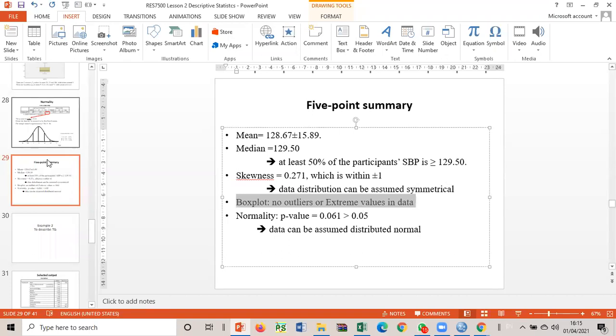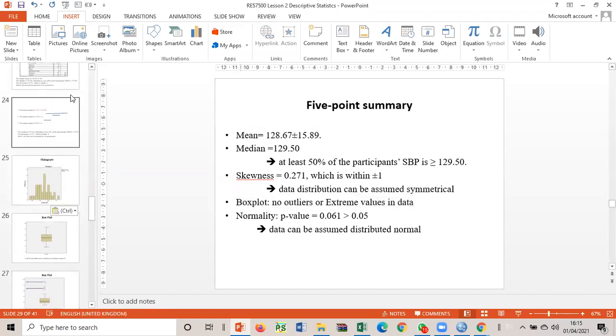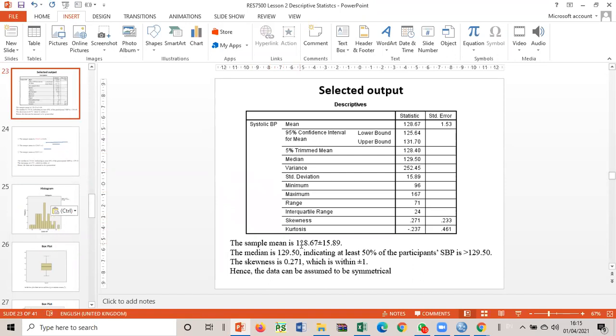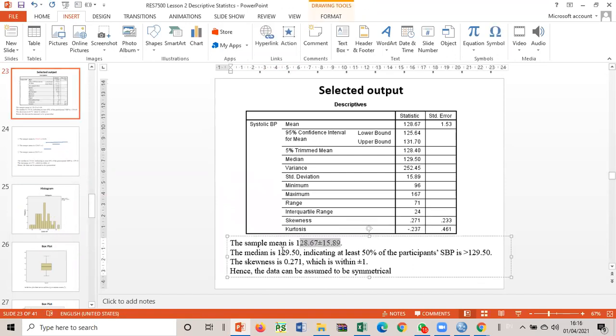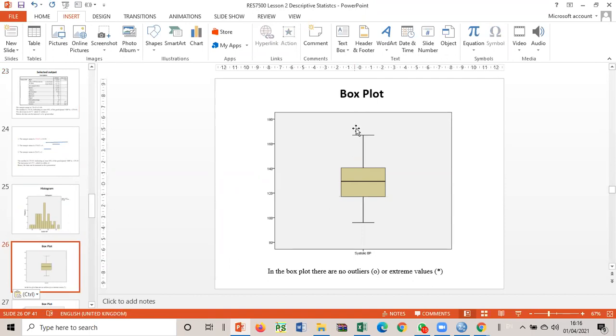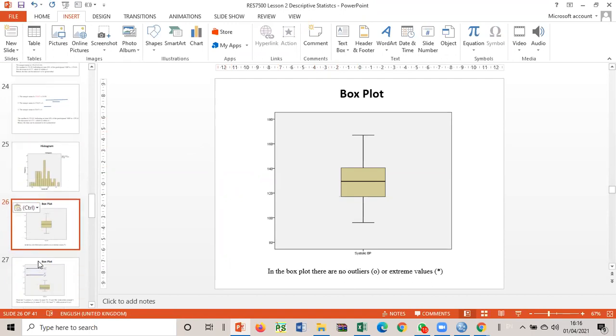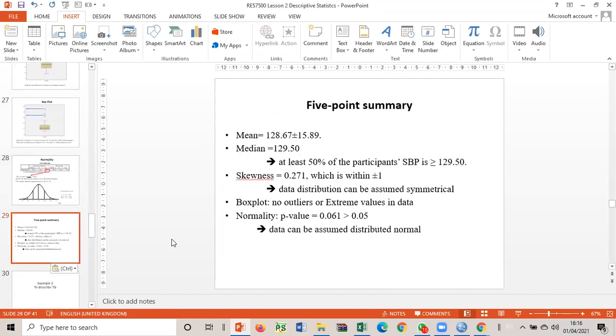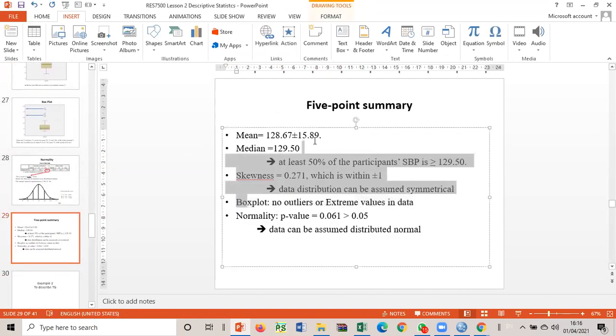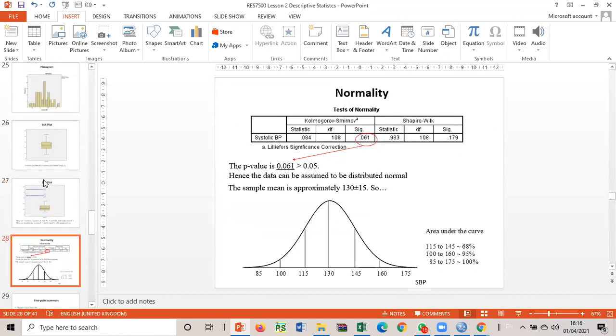What's the mean? Where do you get it from? From this table. What's the median, and what does it mean here? And what's the skewness? Next, from the box plot, are there any outliers or asterisk signs? None. So we conclude there are no outliers or extreme values. The last one is normality. Is the data normally distributed?